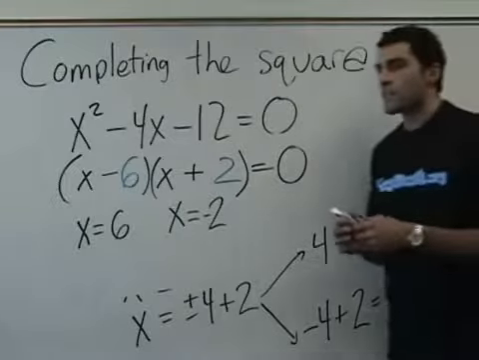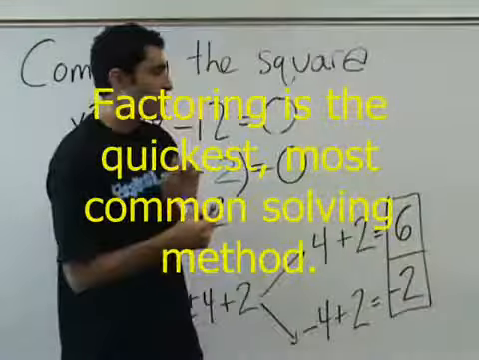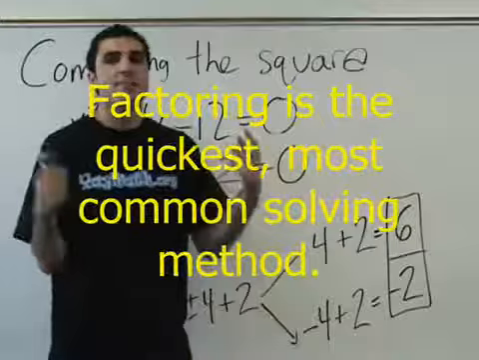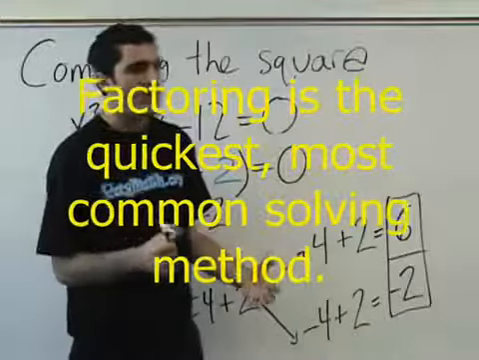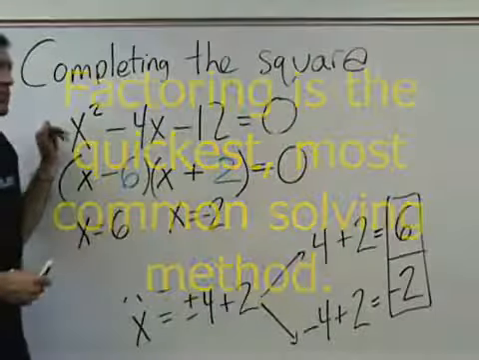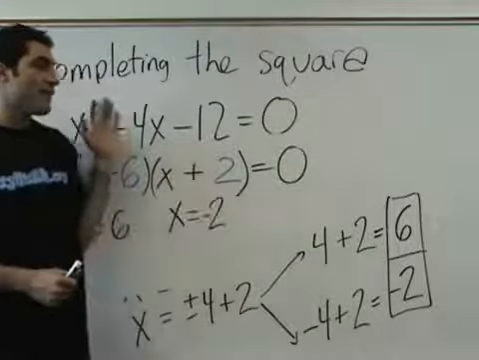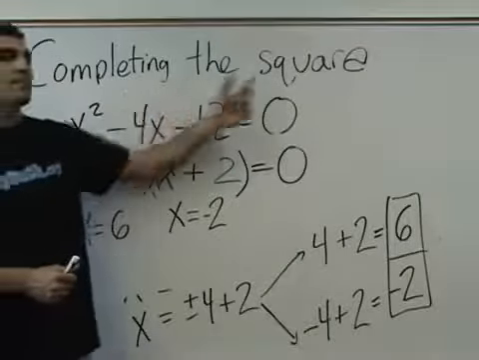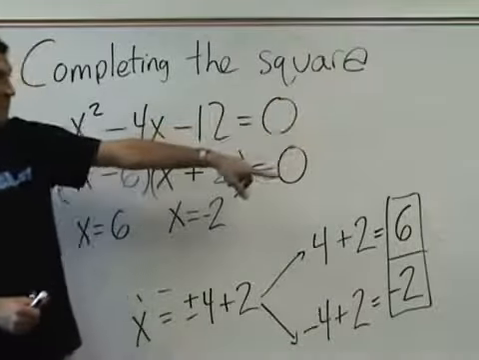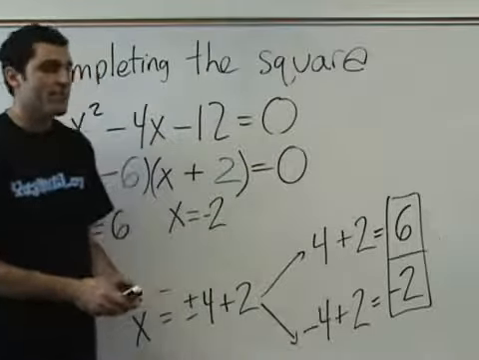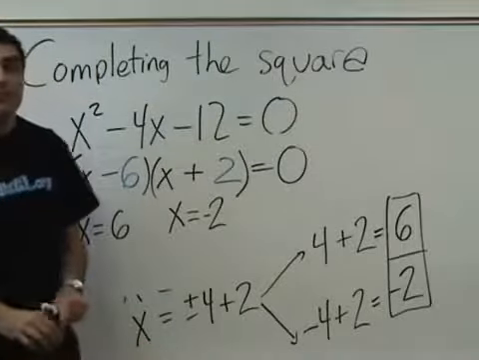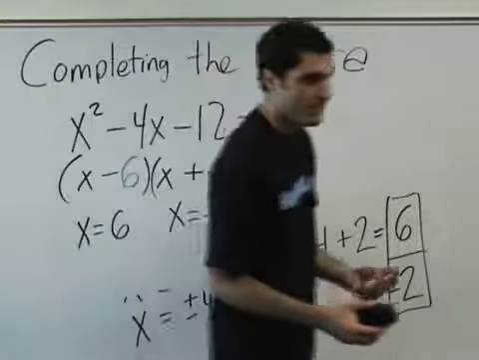So here's the moral of the story before we do our last problem. The moral of the story is factoring is the best, quickest, fastest way to solve these types of equations. Now, if you can't factor, we've learned another method, completing the square. And this last one we're going to do, see if you can factor it. If you can't factor, then we'll complete the square. Then you do the whole thing.